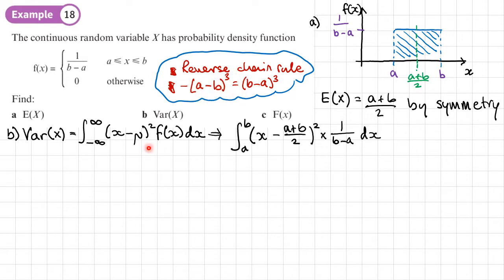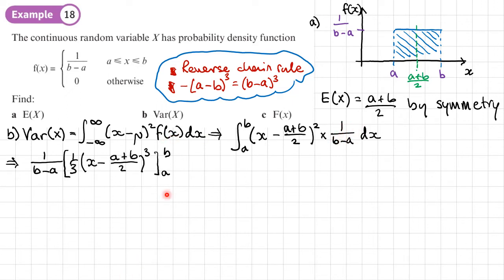Right, so the next step now is just to substitute the mean, E of x, for a plus b over 2, which we've done here, and also f of x, the uniform probability, 1 over b minus a, f of x here.